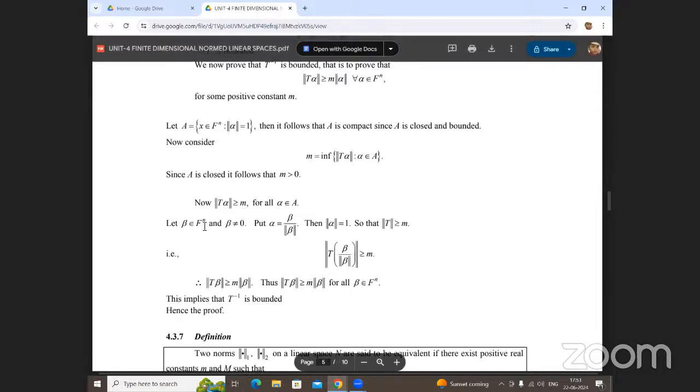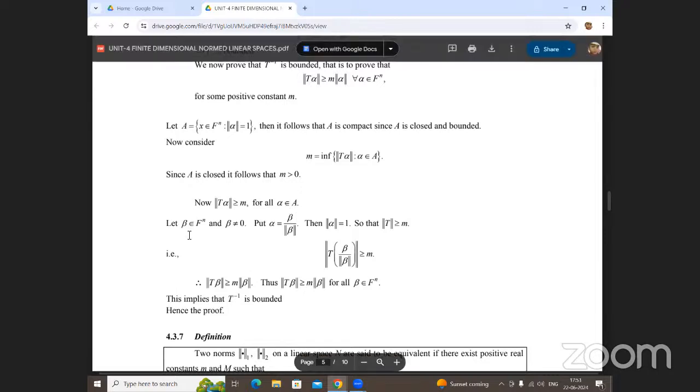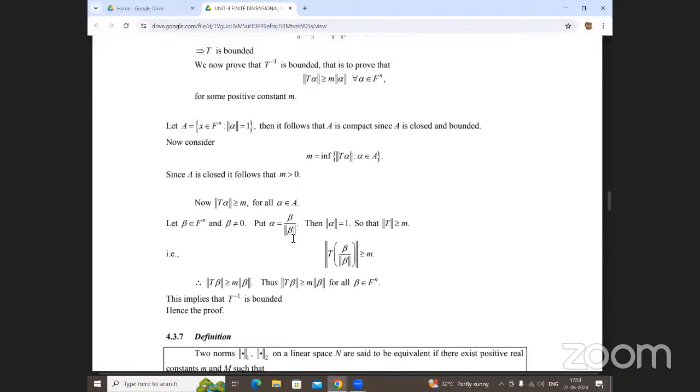Beta is also represented in the n-tuples of the field elements, and that element is non-zero. Now write the normalized value, say alpha, from the beta representation: alpha equals beta by norm beta. Now this is also referred to in the above theorem. So many theorems are also proved there.